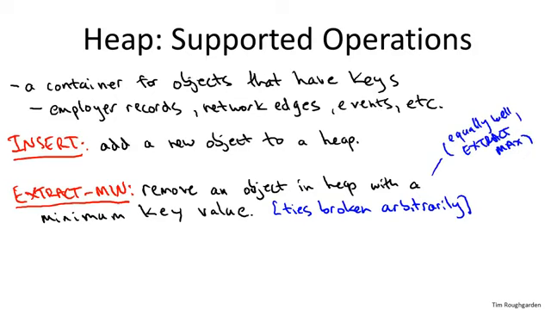Just to be clear, I'm not proposing here a data structure that supports simultaneously an extract min operation and an extract max operation. If you wanted both of those operations, there are data structures that would give it to you. Probably a binary search tree is the first thing you'd want to consider. So I'm just saying you can have a heap of one of two flavors. Either the heap supports extract min and not extract max, or the heap will support extract max and not extract min.